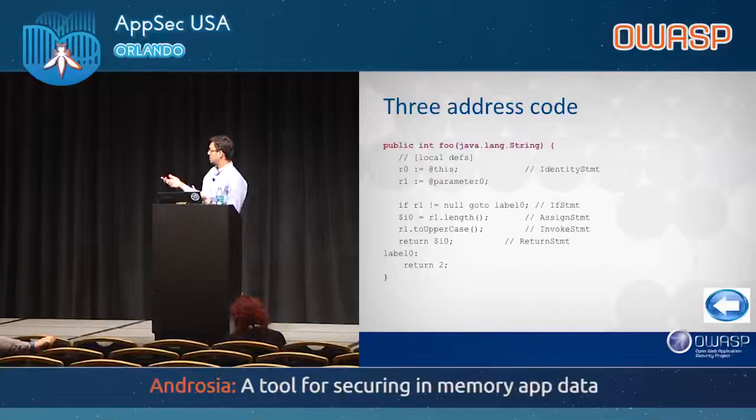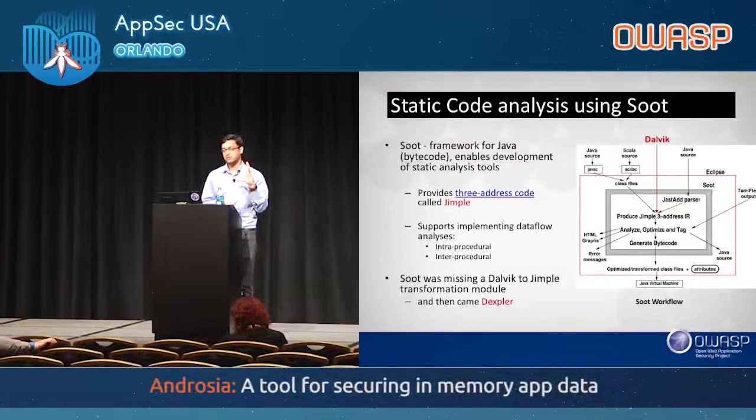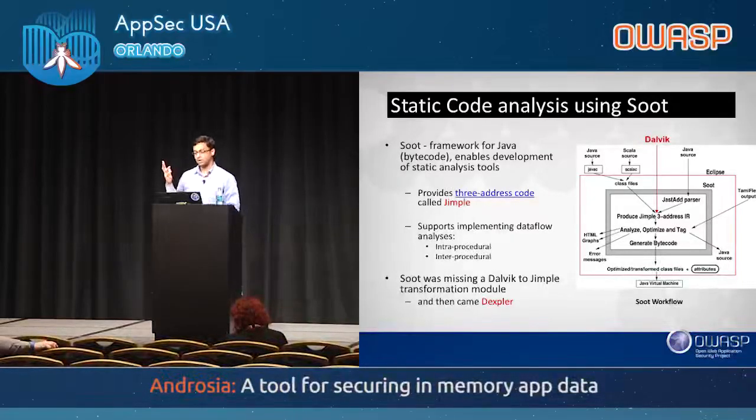One is R1, the second one is null, and the third one is label 0. Right? So that's how Jimple looks like. Also, Jimple is beneficial because you just have 16 or so different kinds of statements to deal with as compared to 200 or something opcodes when it comes to Dalvik bytecode.